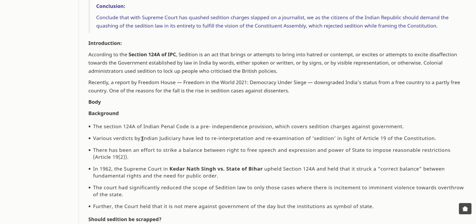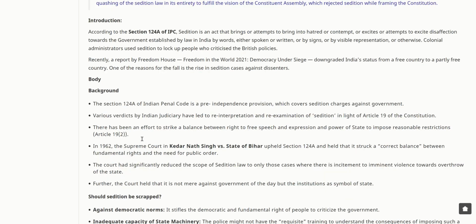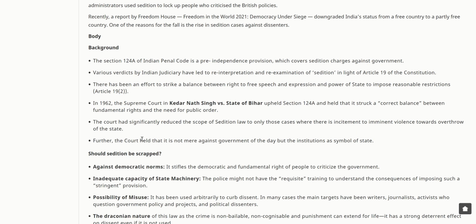Recently, a report by Freedom House, Freedom in the World 2021, Democracy Under Siege, downgraded India's status from a free country to a partly free country. One of the reasons for the fall is the rise in sedition cases against dissenters. Let's have a look at the background for this section of the IPC.